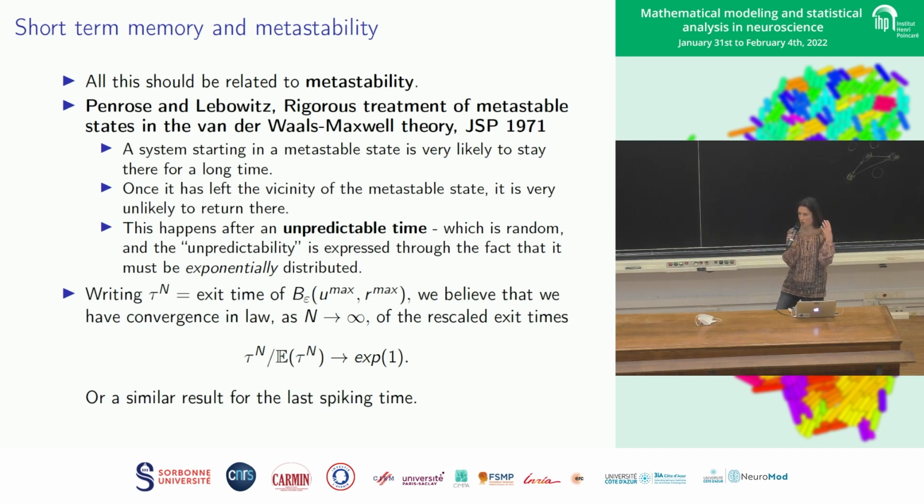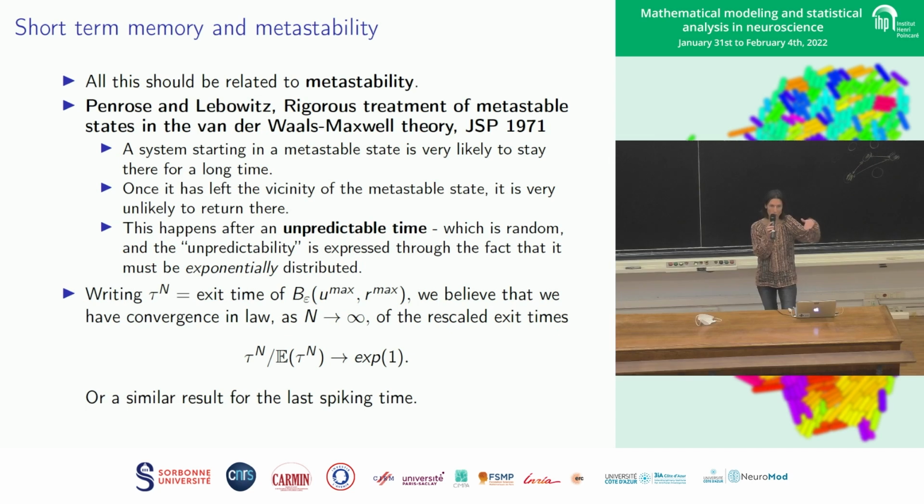First of all, if you start your system close to a metastable state, because it's metastable, it should remain there for a very long time. However, once it gets out of the vicinity, so of a ball around this metastable state, it should not go back there. So the probability of going back is small. And the exit time of the neighborhood of the metastable state is unpredictable. And unpredictable means in probabilistic terms that it's an exponentially distributed random variable.